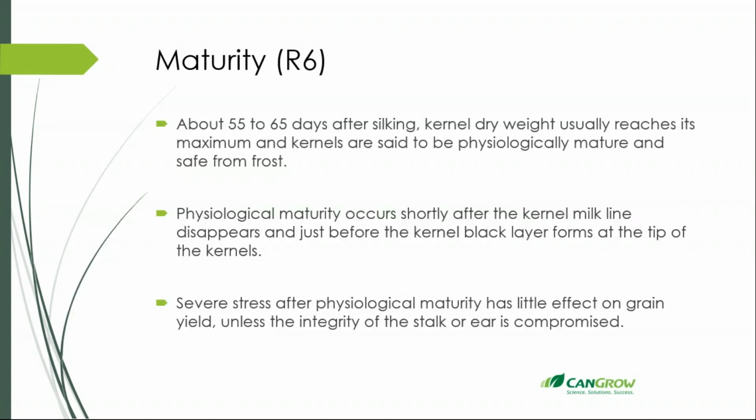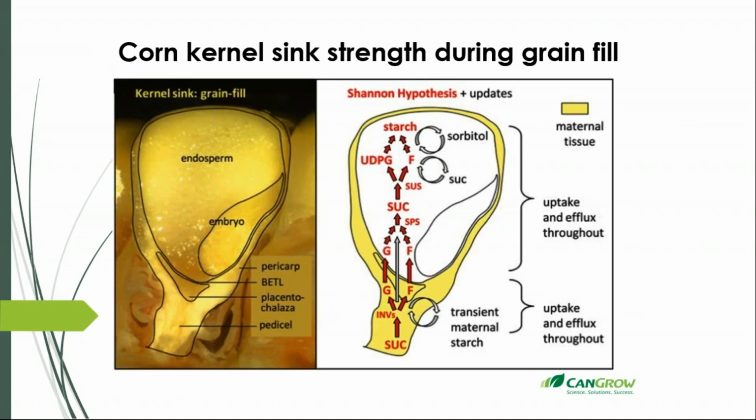So finishing up the agronomy side of the plant, about 55 to 65 days after sowing, kernel dry weight reaches maximum, and kernels are said to be physiologically mature. And the only way we can really receive loss is if we have lodging. So that's what will affect yield after R6.